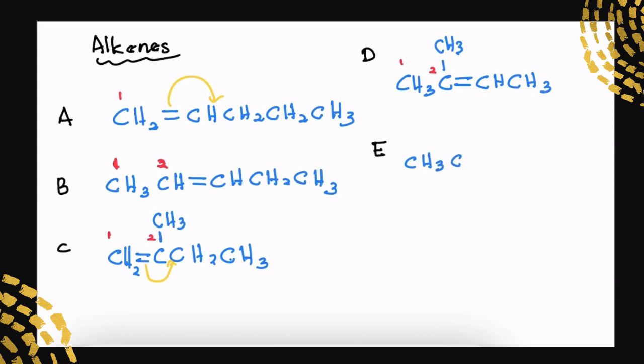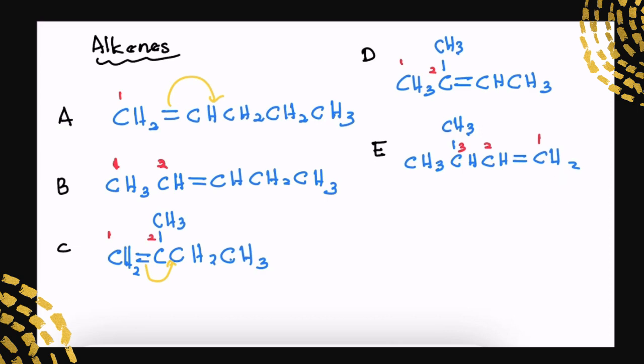CH3, C, CH3, H, CH double bond CH2. Can we propose this structure? Is that similar to C? As I mentioned, we need to give the lowest number for the functional group. In this case, the functional group is C double bond C. So this is number 1, number 2, number 3. The double bond is at carbon number 1 and the substituent at carbon number 3. It is different from C and also from D. Because of that, we can accept this structure.